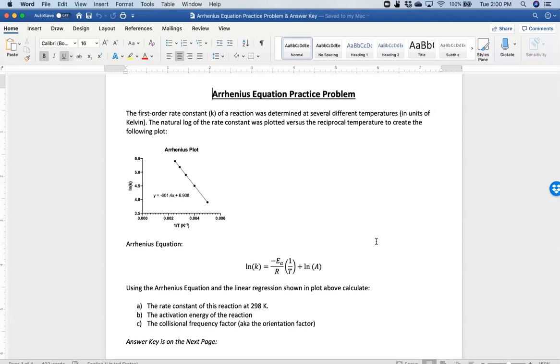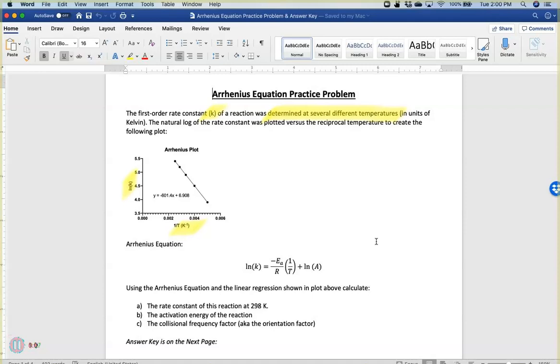It says the first order rate constant k of a reaction was determined at several different temperatures in units of Kelvin. The natural log of the rate constant was plotted versus the reciprocal temperature to create the following plot. And this should make sense because the first order rate constant was determined at several different temperatures. There are our several different temperatures, so 1, 2, 3, 4, 5 different data points. We were measuring k, so it's exactly what we see on our plot.